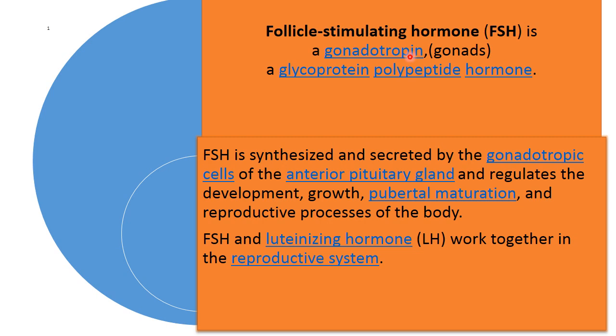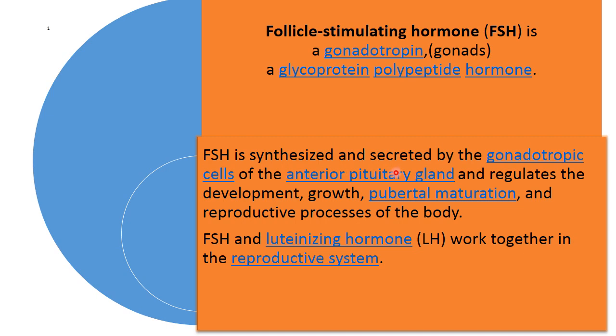This hormone is a glycoprotein polypeptide hormone. You should note it, follicle stimulating hormone is protein in nature. Now the question arises: where is this hormone synthesized, and which gland in the body secretes it? FSH is synthesized and secreted by the gonadotropic cells of the anterior pituitary gland.